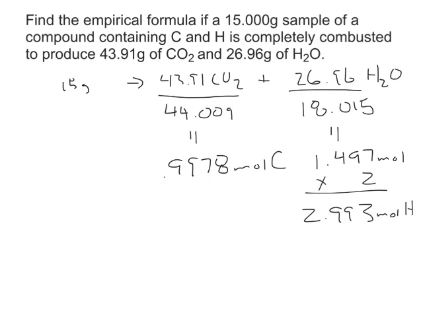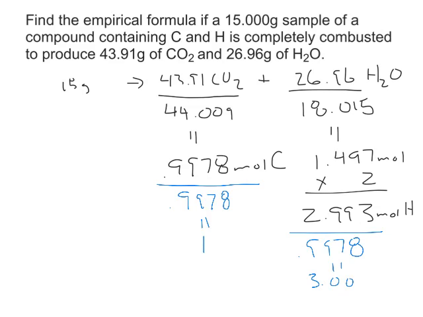Okay, so now we're just going to treat this just like an empirical formula problem, normalize by the smallest number of moles, which is this guy. So divide out by 0.9978. Naturally, that's 1. And divide out by 0.9978. And this is really, really close to 3 with 4 sig figs. So we have an empirical formula. My final answer would be CH3, and that's my empirical formula. Done and done. Let's look at one that's a little trickier.